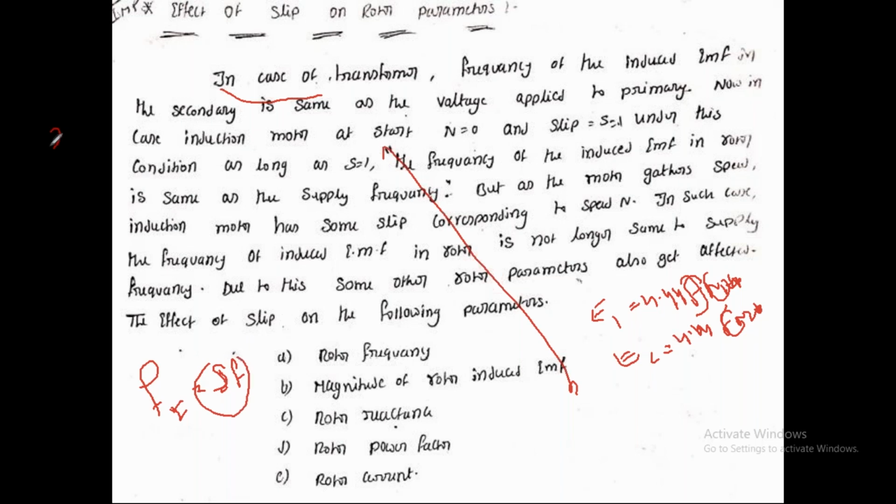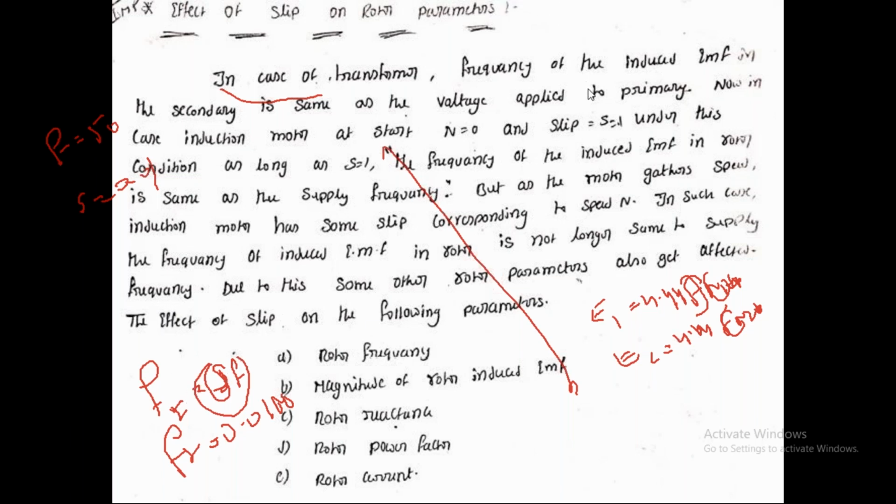Suppose the supply frequency is 50 Hz and your slip is 0.01. Then what is the rotor frequency? It is 0.01 into 50, so it is reduced, right? Because of slip, the rotor parameters are reduced when compared to the stator.